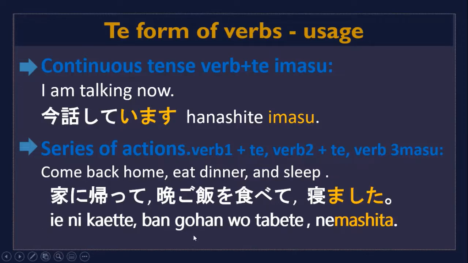For example, 家に帰って晩ご飯を食べて寝ました。 So the last verb, we will change it. And that is how we come to know whether it is present tense or past tense. So this was the usage of te form.